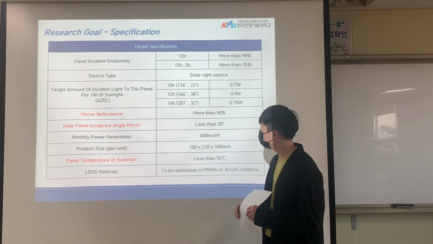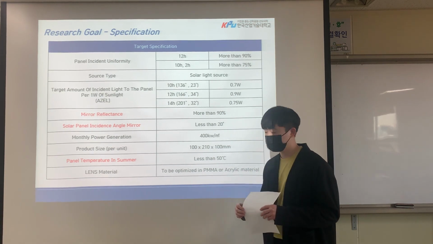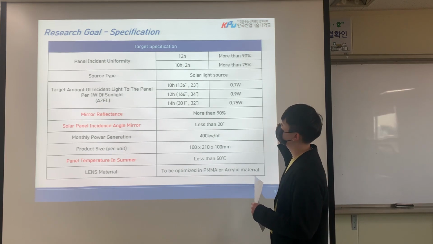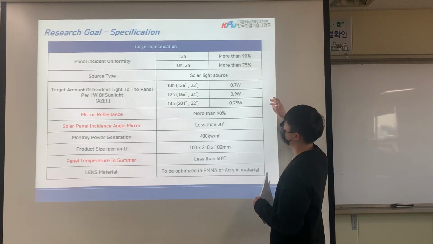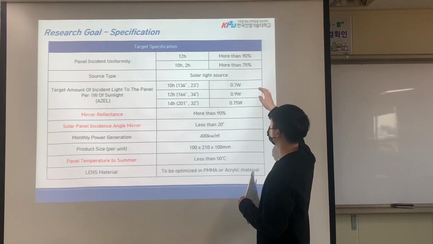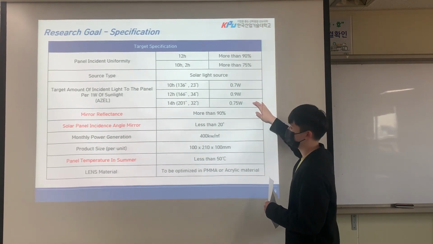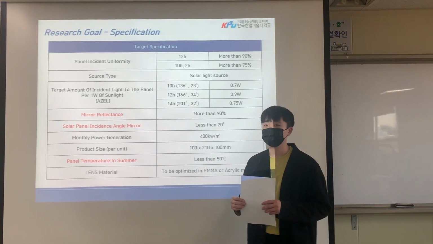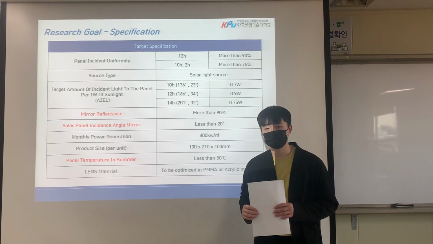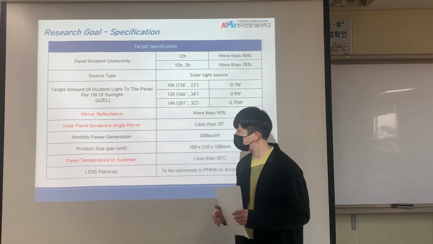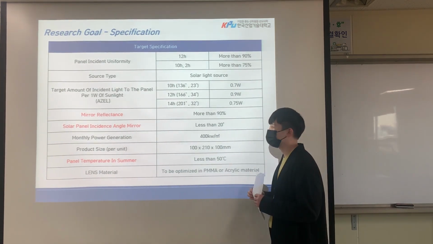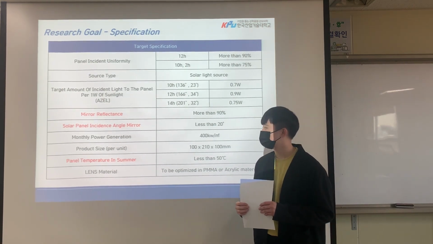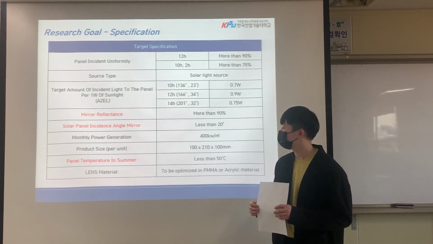As mentioned above, we set an energy target of each panel per hour. Assuming that 1 watt of sunlight came in, we set targets of 0.7, 0.9, and 0.75 watts, respectively, from 10 to 14. And the most important thing is that the mirror will be made to reflect more than 90%, and the design will be carried out so that the incident angle of sunlight entering the mirror can be 20%.